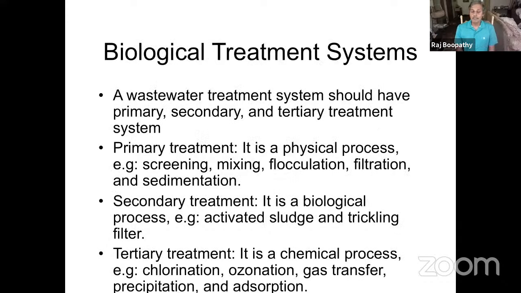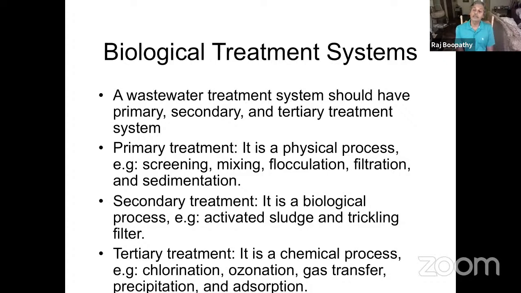So the basic features of a wastewater system are primary, secondary, and tertiary treatment. Primary is basically a physical process. You screen the wastewater to remove any floating material, and also allow the wastewater into a sedimentation tank to remove solids. So basically you remove any physical material in the wastewater.